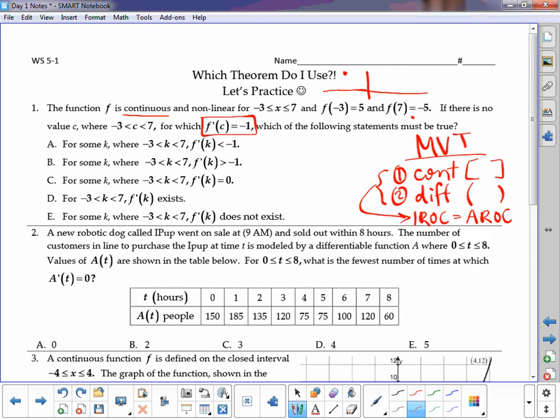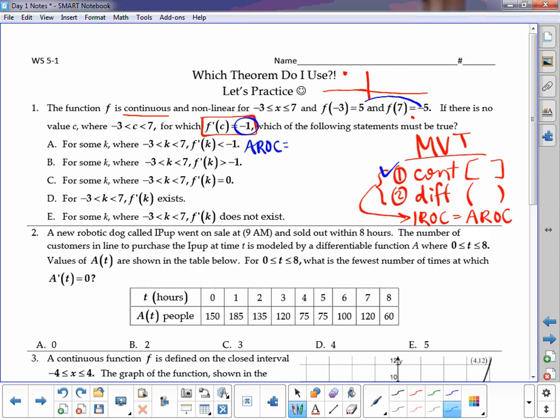Alright, so let's see. Do we have that it's continuous? Yeah, they gave that to us. That was very nice. Do we have it's differentiable? Nope, that seems a little concerning. But we do see that they have something about the derivative being equal to -1. Where's that -1 coming from? Perhaps it's that average rate of change. So they're saying there's no value where the derivative equals -1. Let's just double check to see what our AROC is.